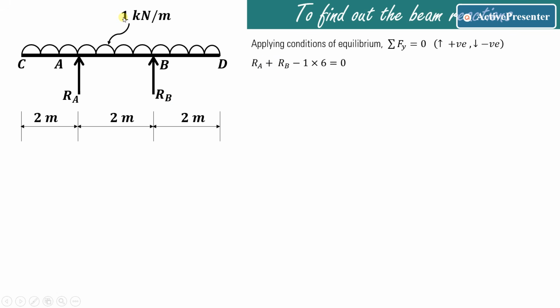1 kilonewton per meter. So meaning of uniformly distributed load, as we know that for 1 meter length, the load that is acting is 1 kilonewton. Then for 6 meter length, it will be 1 into 6. So the total u.d.l load is for 1 meter it is 1 kilonewton. Then for 6 meter it will be 1 into 6.